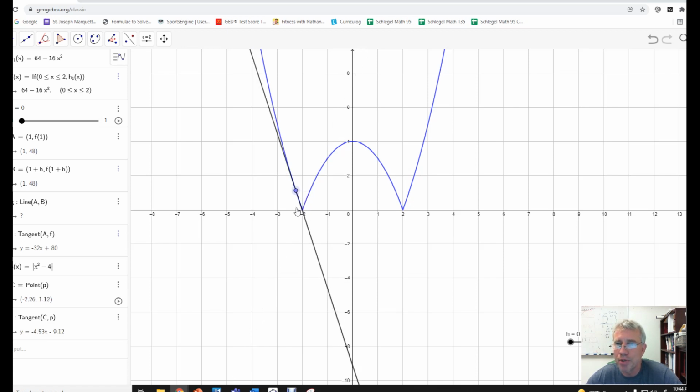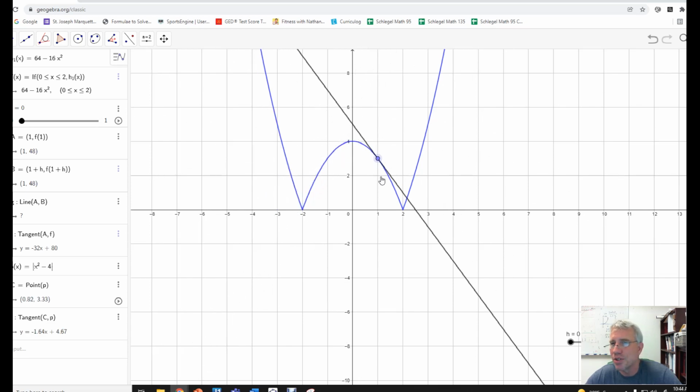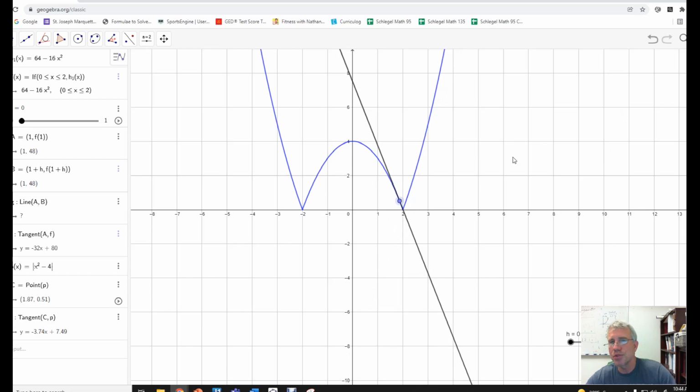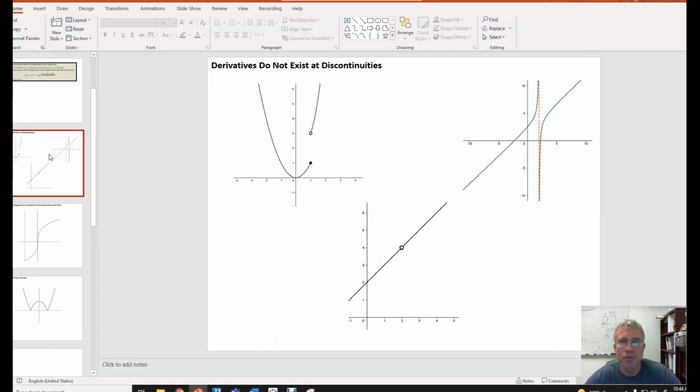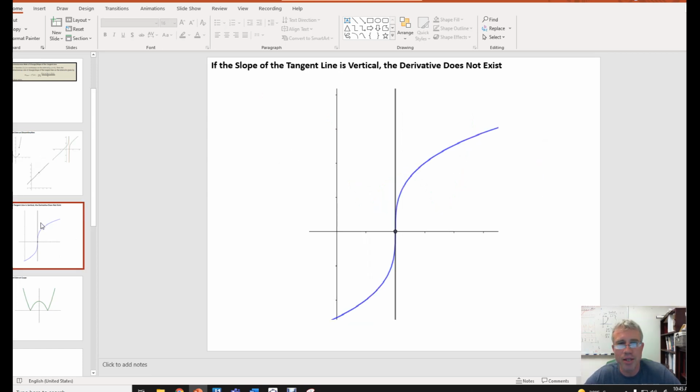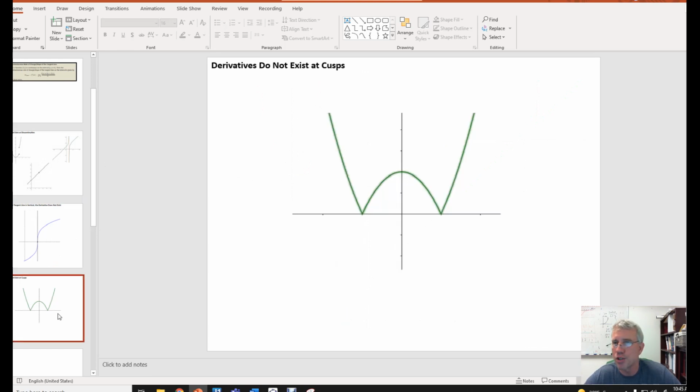That quick switch from negative to positive on the tangent lines, if you think about it graphically, is going to cause the derivative not to exist. Here, as I get close to this cusp, again, I get that quick switching in the slope of the tangent line. So at that cusp, there's not going to be a derivative. So those are really the three big ways a derivative is going to fail to exist for us. At discontinuities, there's no derivative. At vertical tangent lines, there's no derivative. And at sharp graphical cusps, there will be no derivative.